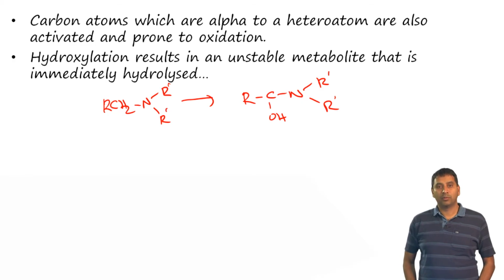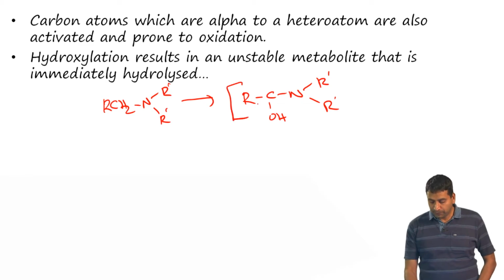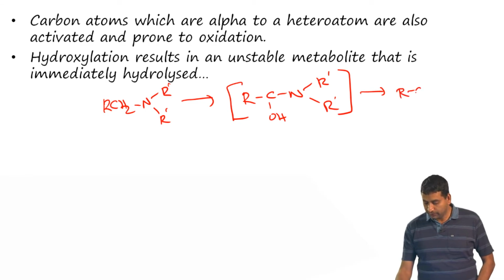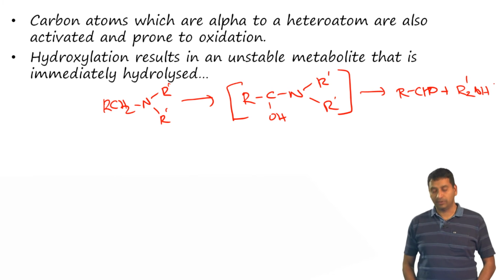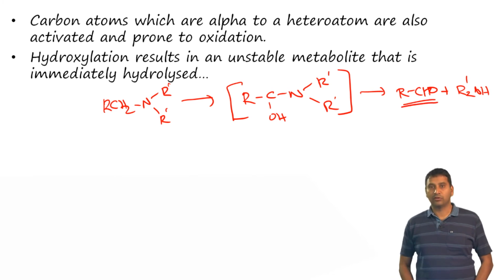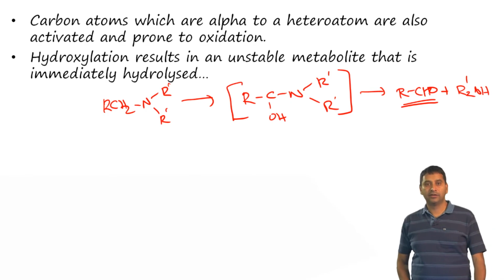and this is going to be the product of oxidation, but this product is not very stable, okay, and this is going to further undergo hydrolysis to form an aldehyde and an amine. In this case, it will form a secondary amine. So, the product of this oxidation is actually an aldehyde.